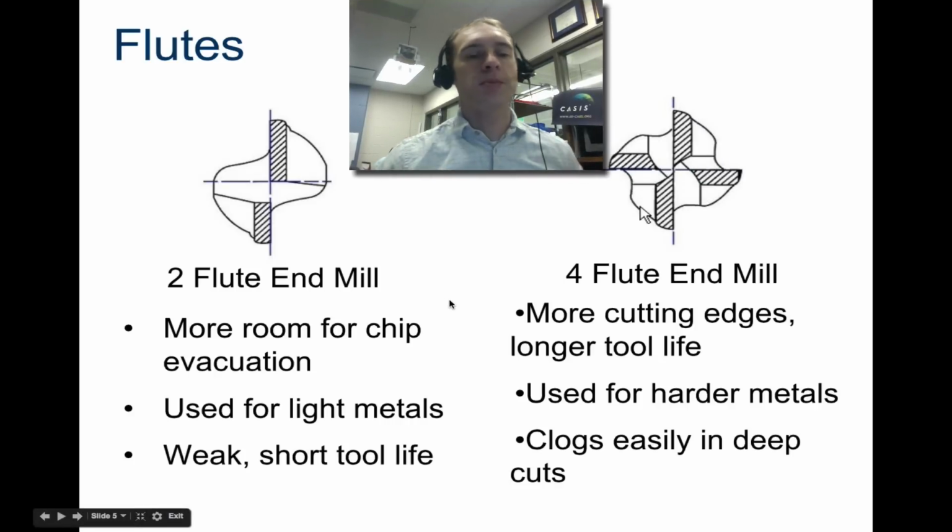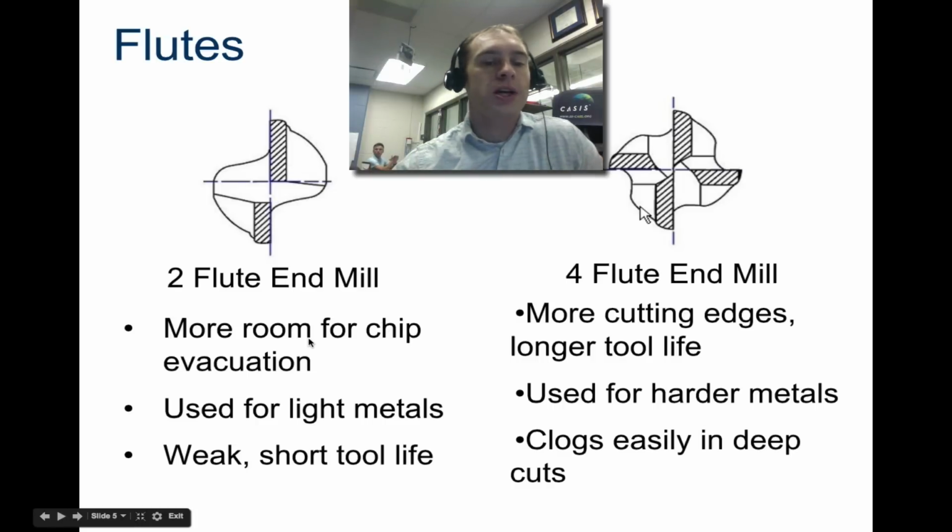So, information about flutes. You might want to even take a screenshot of this and add this part to your notes. This is a two-flute end mill, because you're going to see a picture like this, almost exactly like these on the final. Two flutes have more room for chip evacuation, so these are pretty significant pieces to note. They're used for lighter metals, but they are weak.